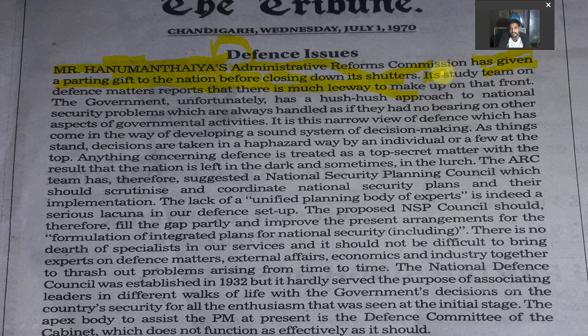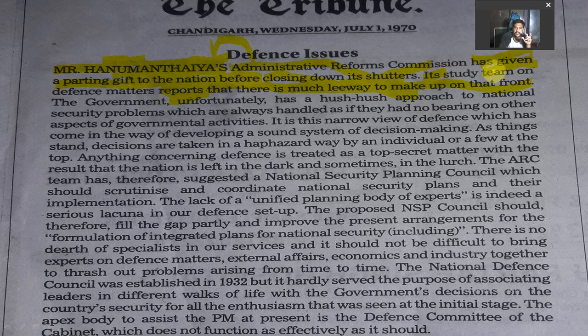So this way you can check how it is written: "Its study team on the defense matters reports." If it is used with the verb, then definitely it is in the present tense. If it is in the present tense, then the rest of the speech cannot be changed, there is not much leeway on that front. The rest of the information depends on the kind of speech, and here we can see the direct and indirect speech also.